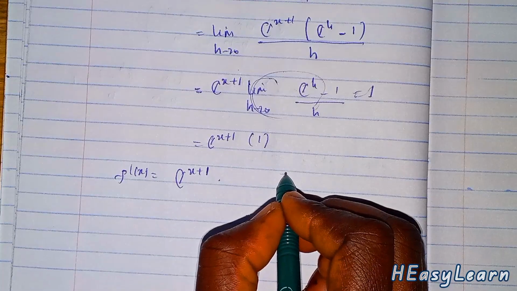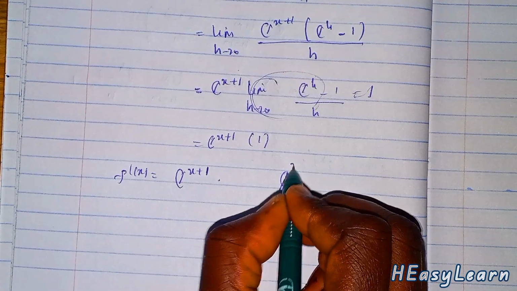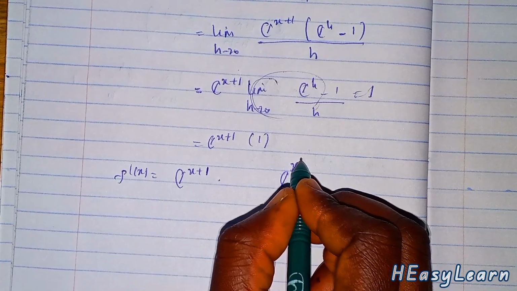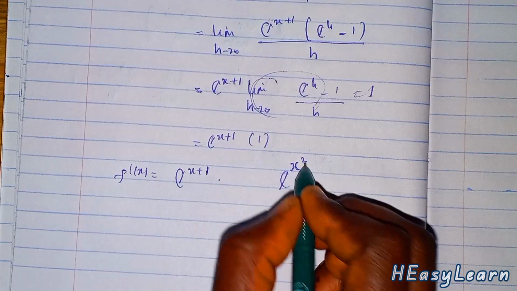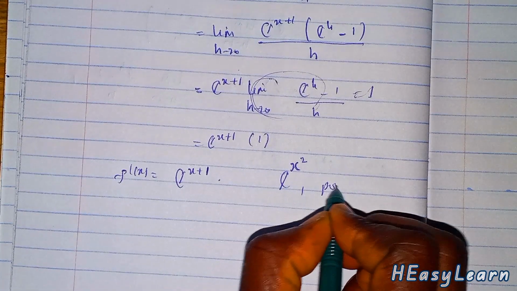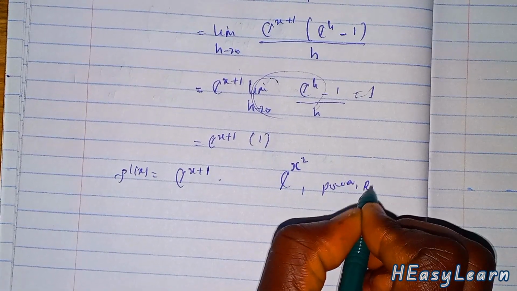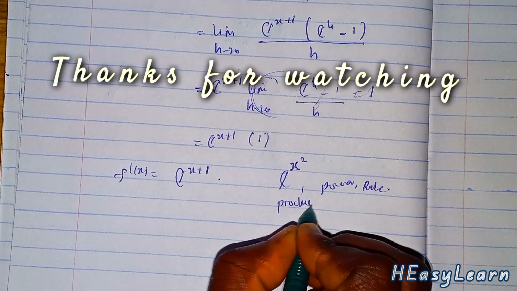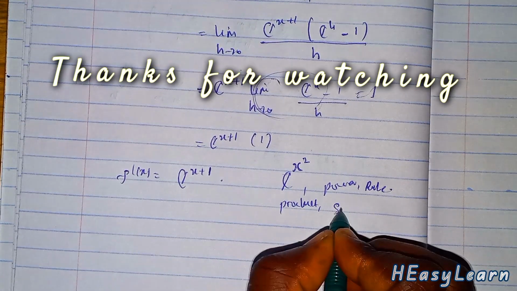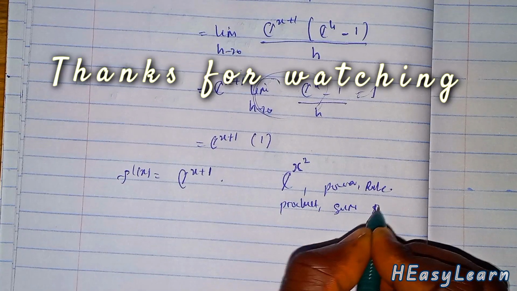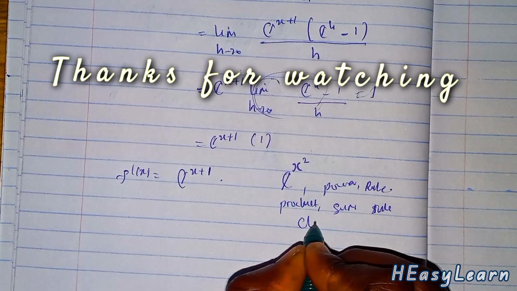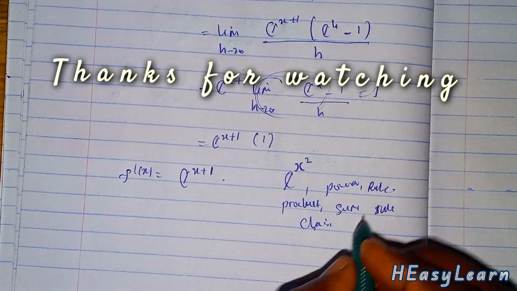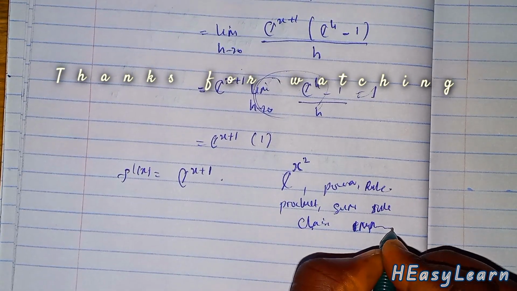In the next video, we're going to use first principle to find the derivative of exponential of x squared. Then the power rule. We are going to see how the power rule, the product rule, sum of function rule, chain rule, and implicit differentiation work.